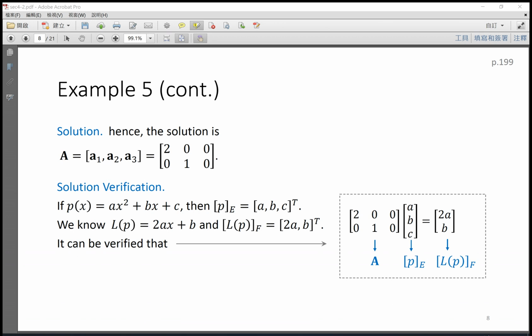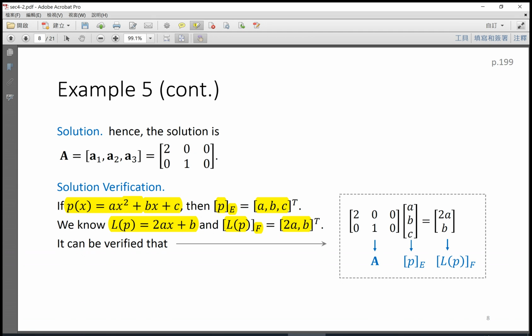Optionally, we can perform a verification to check whether our solution is correct. Let P be a polynomial in P3. So P can be written as a times x squared plus b x plus c. And the coordinate of P with respect to the standard basis E is a, b, c. Because L is the differentiation operation, L of P equals 2ax plus b. F is the standard basis in P2. So the coordinate of L of P with respect to F is 2a, b.